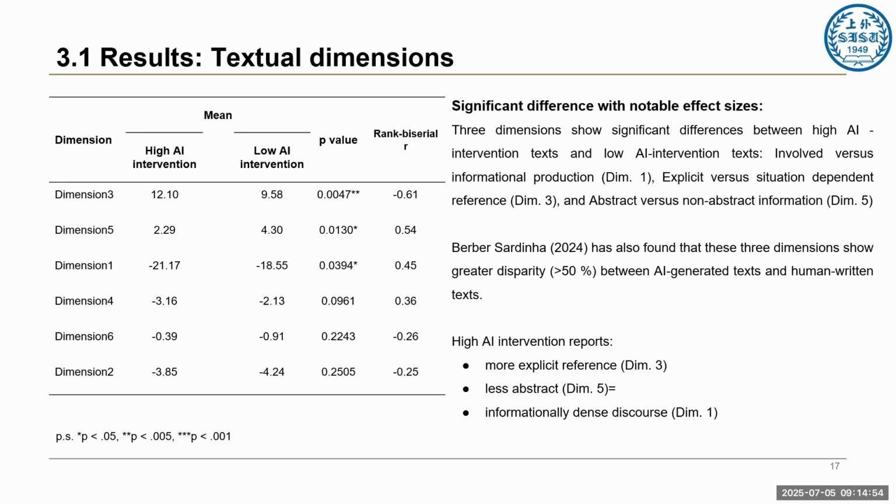So through the results here, we can see that high AI intervention reports have a higher score on dimension 3. It shows that it is more context independent. And on dimension 5, high AI intervention has a lower score. It means it is less abstract. And on dimension 1, high AI intervention gets a lower score. It means it contains more information.